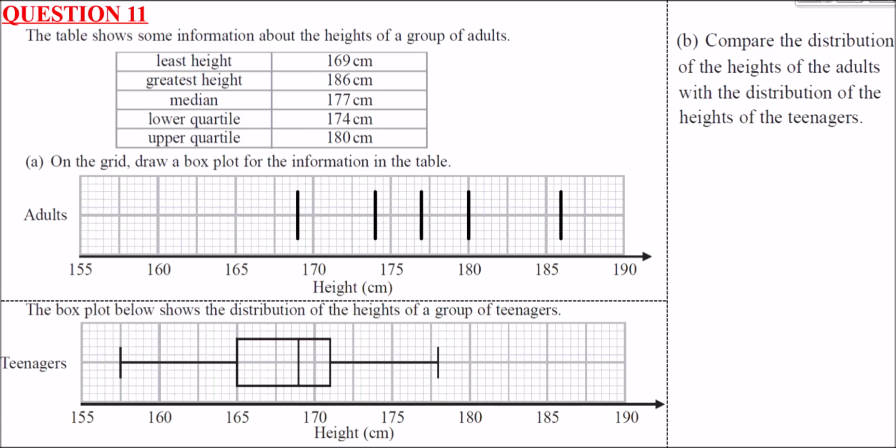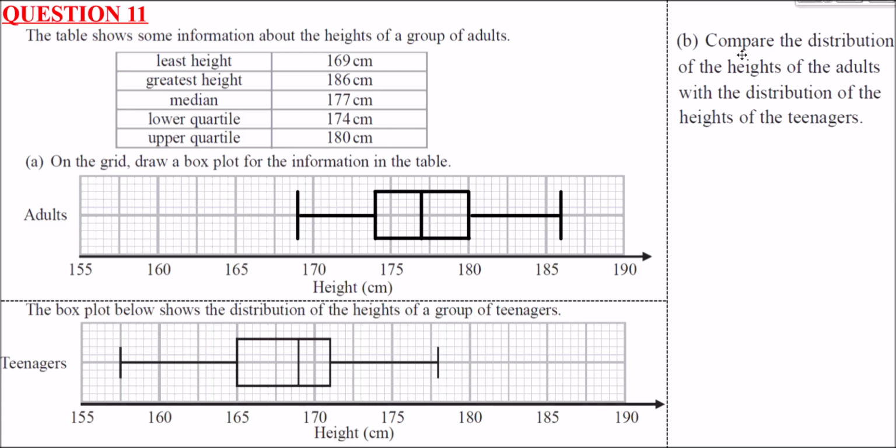Then to finish off a box plot, we need a horizontal line here, and then lines drawing the lower quartile to the minimum and the upper quartile to the maximum. So to finish it off, it looks something like this. So that's part A done, just using the table of values to fill in the box plot essentially.